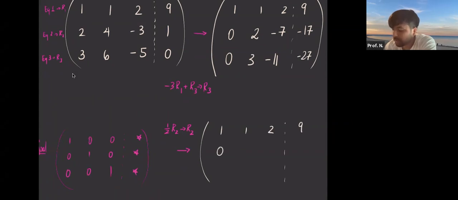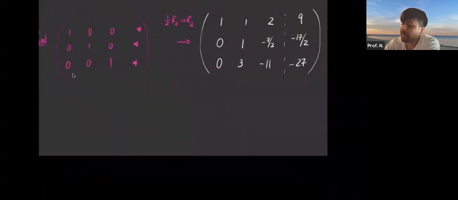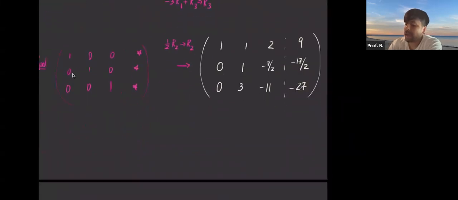So now this 2 becomes a 1. -7 becomes -7 halves. And this -17 becomes -17/2. And I get 0, 3, -11, -27. Okay, now I have this 1 here, second column. Now what do I need to do? I need to get rid of this 3.